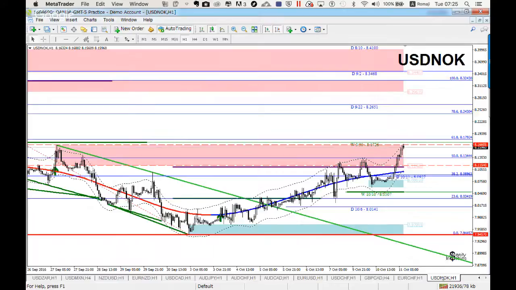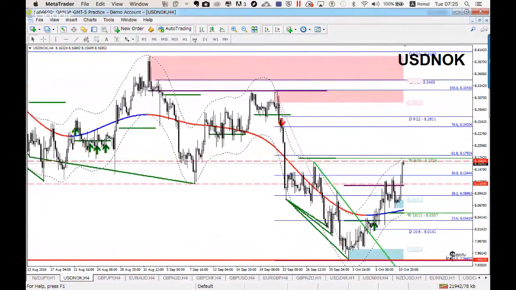I'm going to go ahead and think about getting into this, so I'll move it back to where we can get at it easily and add it to our watch list. So let's look at it on the 4-hour chart. This is what it looks like.